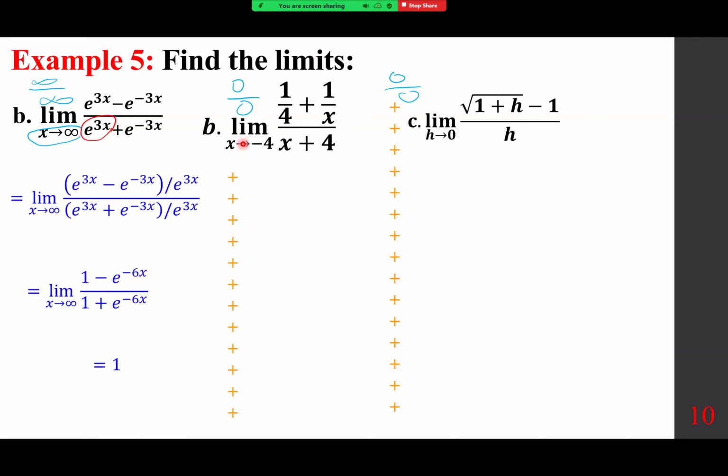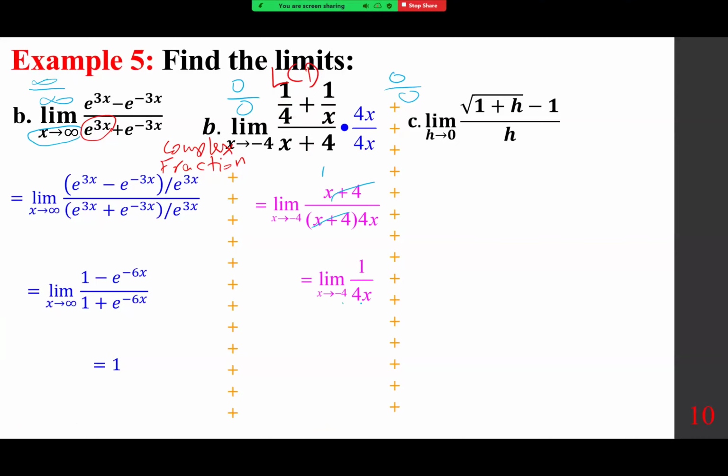This gives you 0 over 0. You're dealing with a complex fraction. So the technique is LCD, which is simply 4x. Multiply and divide by it. When you do so, this times the numerator results in x plus 4. The denominator, just keep it as a product. X plus 4 cancels out. You get 1 over 4x. Plug in negative 4, you get negative 1 over 16 as the final answer.